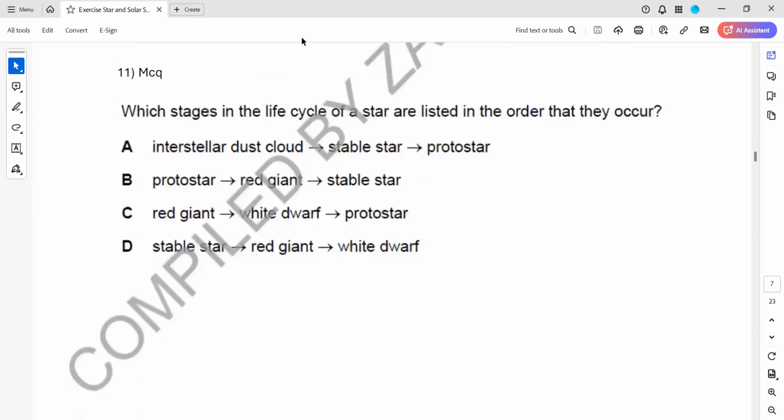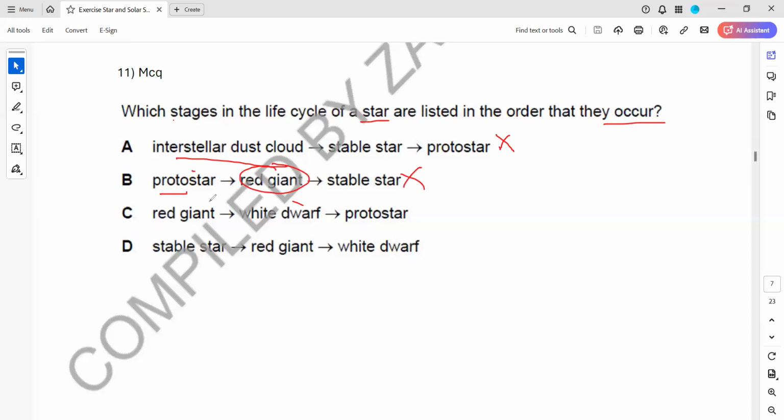Question 11. Which stages in the life cycle of a star are listed in the order they occur? When we check the options, first we have interstellar cloud, but then from interstellar cloud it will turn into a protostar. So this order is not correct. Protostar, from protostar it will turn into a stable star. So this order is not correct either.